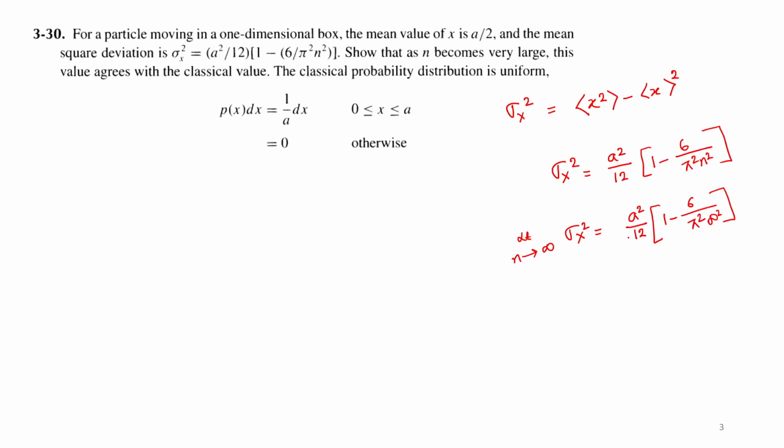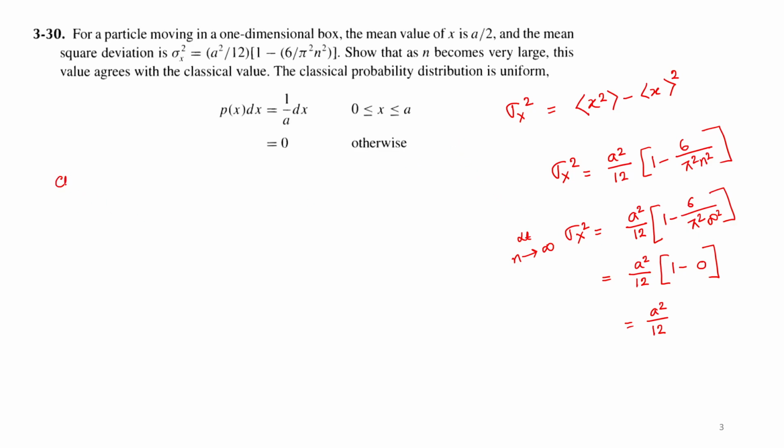So now this will lead to a square by 12 times 1 minus 6 by pi square into 0, because 1 by infinity square, this term, is going to be 0. So you are going to get a square by 12 when your n is very large. Then your quantum mechanical mean square deviation is going to be a square by 12. This is from quantum mechanics.